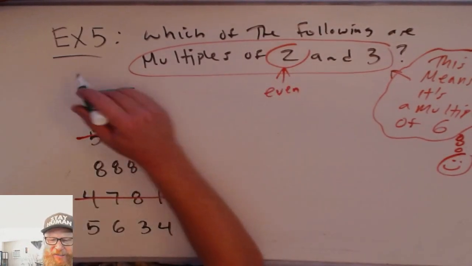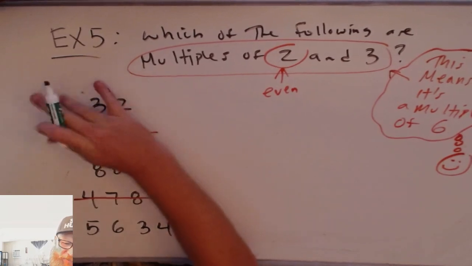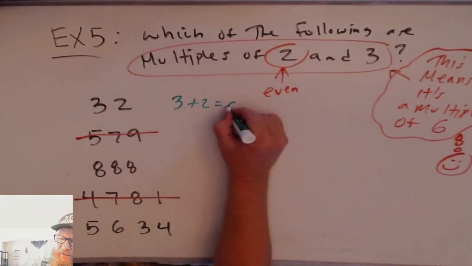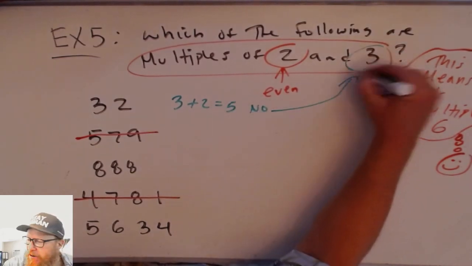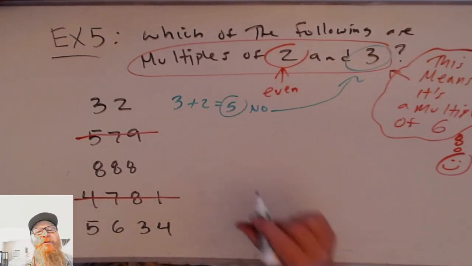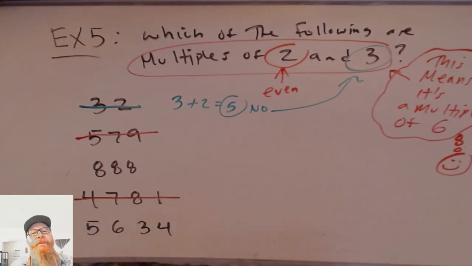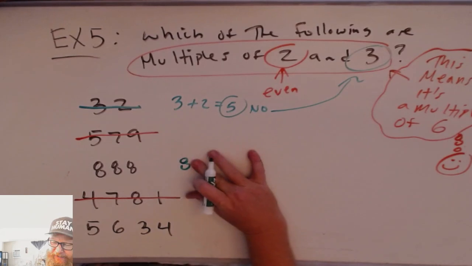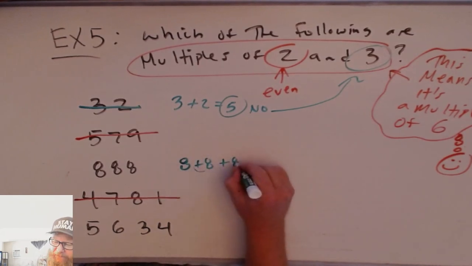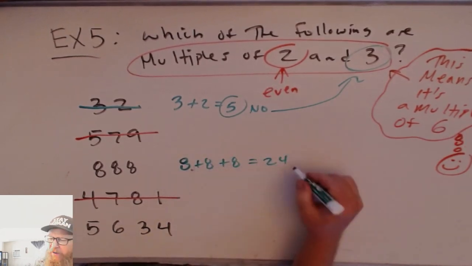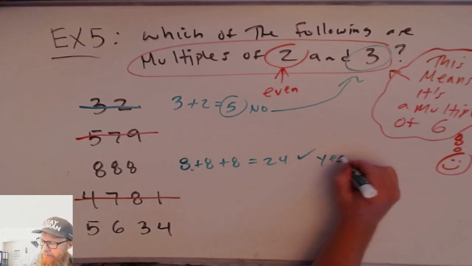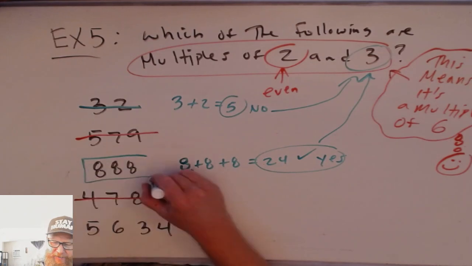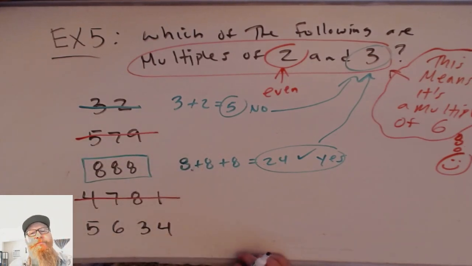So 32 is even. So this is a candidate. I don't want to circle it yet. So 32, 3 plus 2 is 5. No, 5 is definitely not a multiple of 3. All right, 888. 8 plus 8 plus 8 is 24. Yes. 24 is definitely a multiple of 3. Yep.